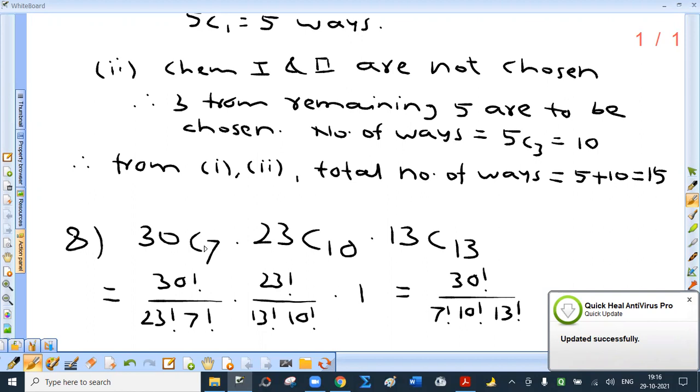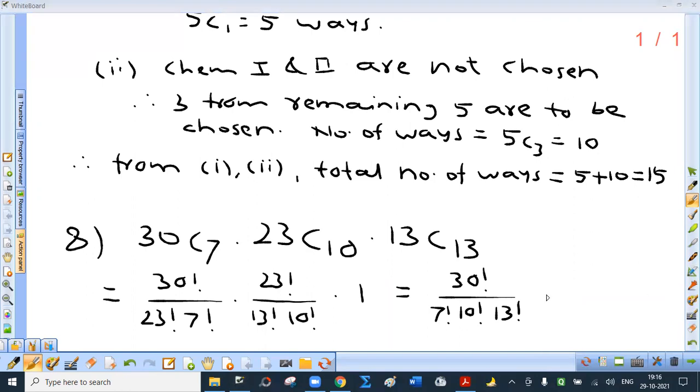Therefore, total number of selections equal to, see and write this, 30C7 into 23C10 into 13C13. This is actually not selection, this is compulsion. So one way. Now only 23 factorial gets cancelled. So this is the final answer. 30 factorial upon 7 factorial into 10 factorial into 13 factorial. Right.